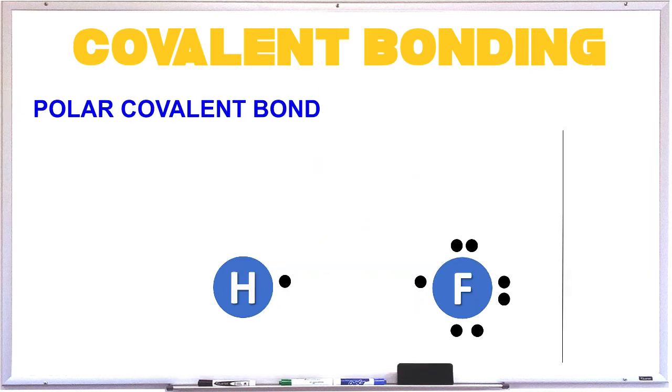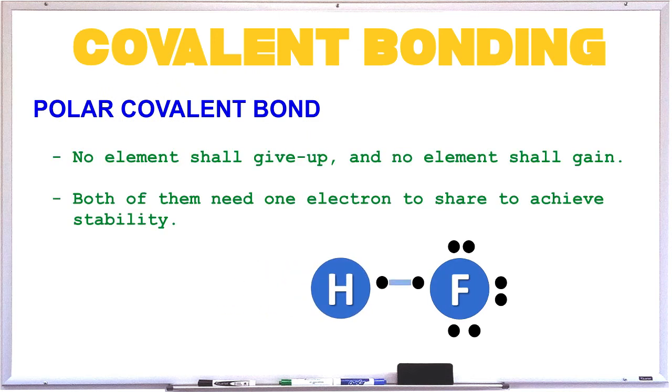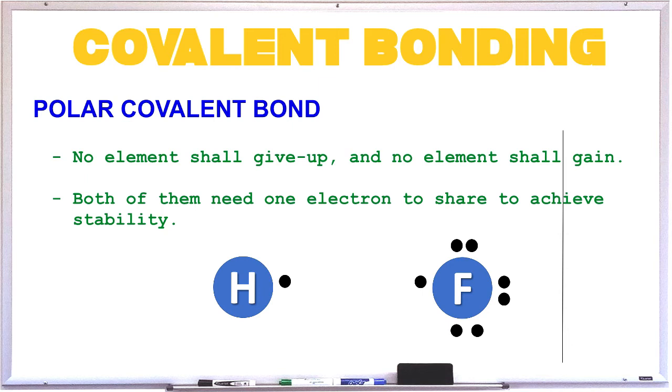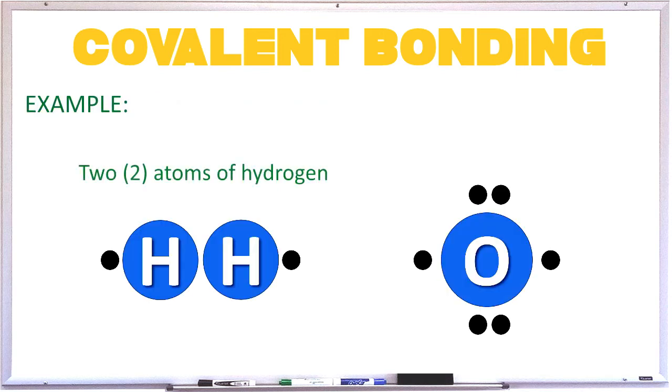What is polar covalent bonding? Remember the concept of covalent bonding: no element shall give up and no element shall gain. Instead, both of them shall benefit or share, because both of them need one electron to achieve stability. Example: 2 atoms of hydrogen plus 1 atom of oxygen. As you can see, they have different numbers of electrons in their valence shell, yet they have the same desire, that is, to achieve stability without gaining or losing.